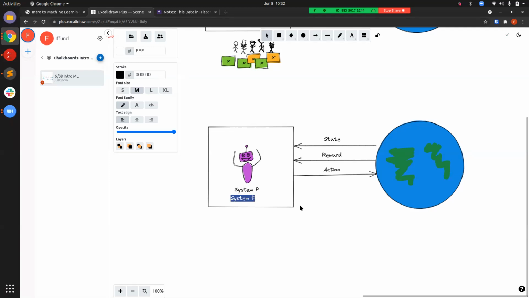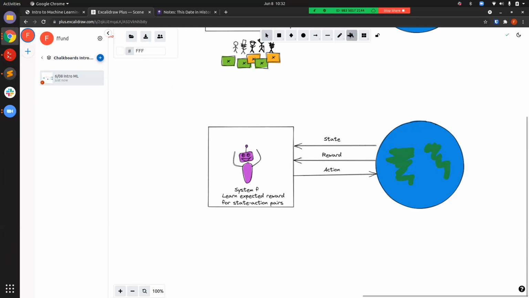More specifically, let's say we want to learn the expected reward for state action pairs. So I want to know if I'm in a current state and I perform a particular action, what is the expected reward that I'm going to gain? So then I could decide which action I want to take. So that's reinforcement learning.